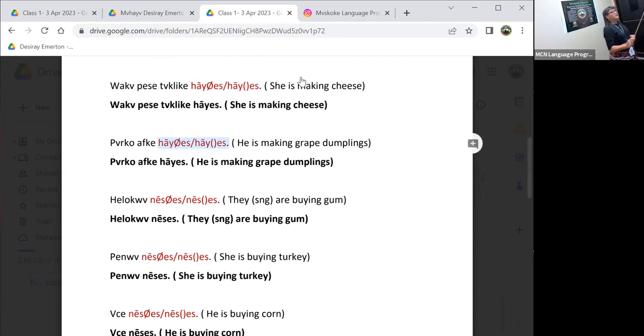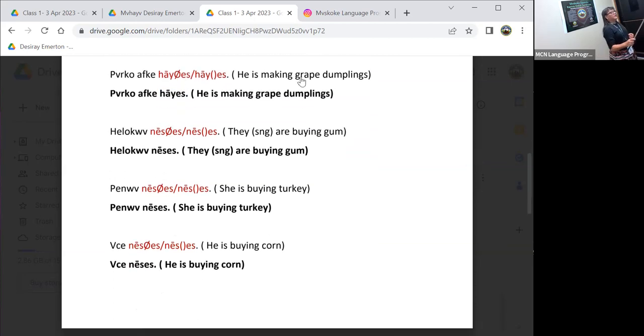Again, our two placeholders and the final version. But go afti hayes. He is making grape dumplings. The two placeholders and then the final version. He loquanices. They, and that's why I put in the parentheses SMG, because they is still singular, they. Because we are only doing singular on this module. They are buying gum. He loquanices. They are buying gum.